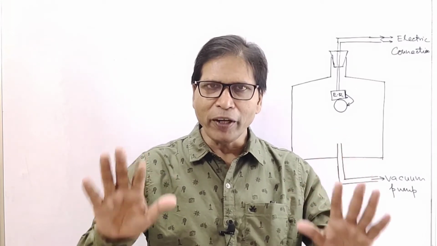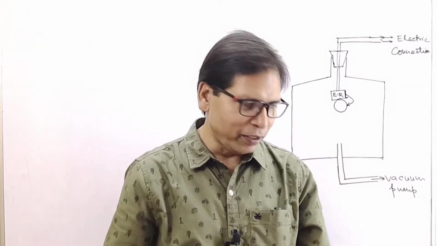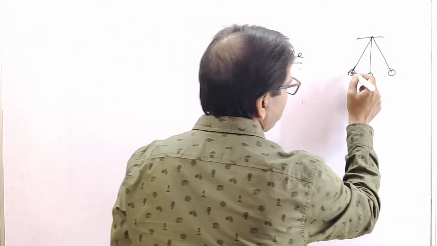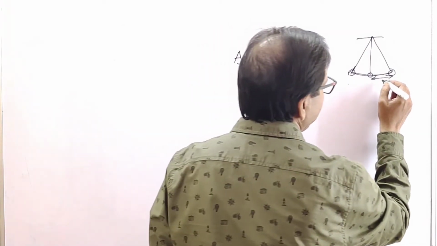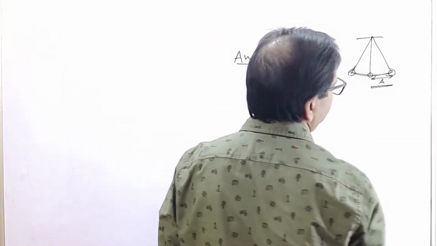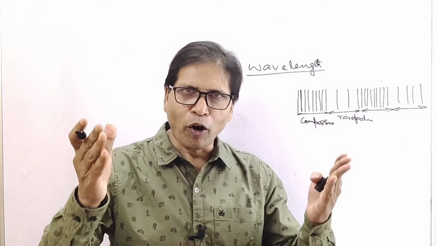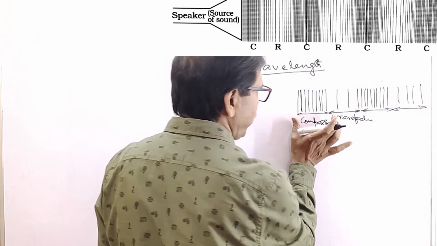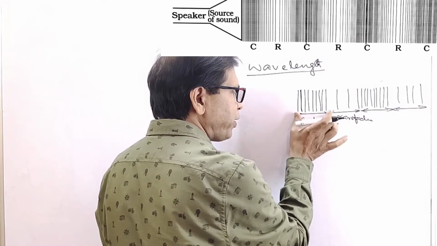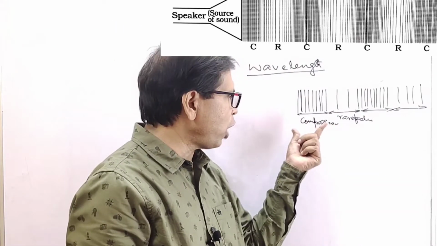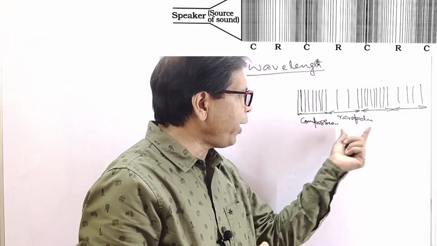Okay? Now an important term related to sound wave is amplitude of vibration. Look at this. This is the vibrating particle. It oscillates from this position to this position. The maximum displacement from the mean position is called amplitude. Now wavelength. The distance the wave travels in a complete oscillation is called wavelength. Look at this. In a complete oscillation, the wave produces a compression and a rarefaction. So the sum of the length of a compression region and a rarefaction region is called wavelength.